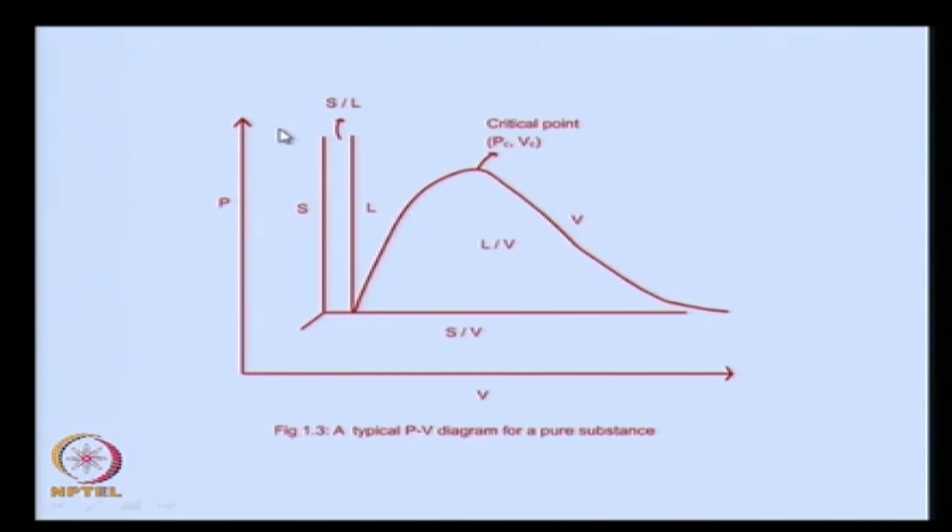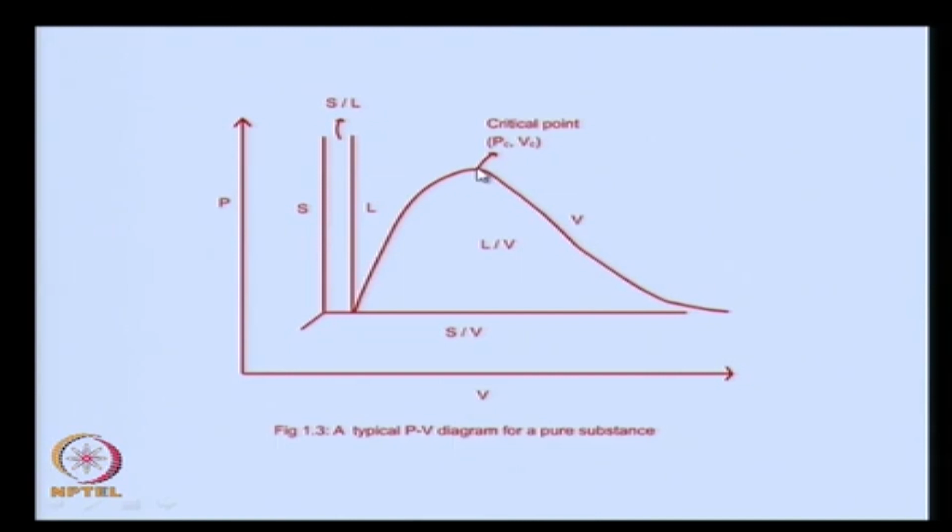The same information can also be obtained in a P versus V diagram, the pressure versus specific volume diagram. This is again for a pure substance, and we saw that the lines in the previous graph get represented as regions in this particular graph. Here we have the solid phase in these combinations of specific volume and pressure. In these combinations of specific volume and pressure you have the liquid phase, and in these combinations we have the vapor phase.